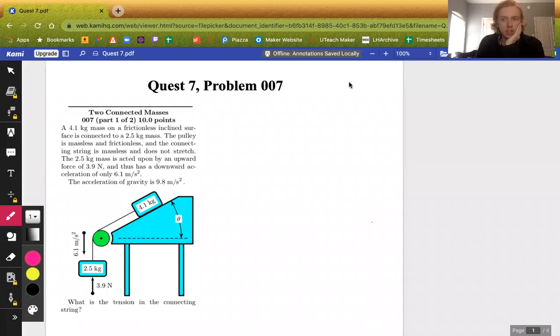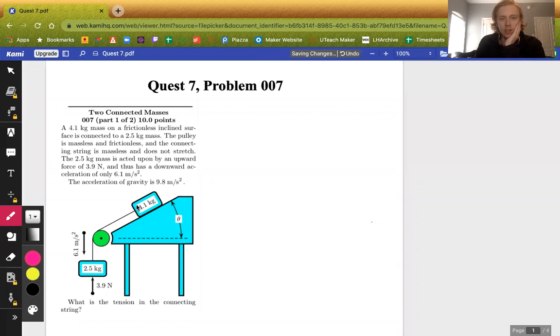Hey y'all. Today this is one of our problems for quest number 7. This is problem 7 on quest 7, and we're looking at this beast of a situation. We've got a lot of things going on: two blocks, an applied force, and an angle. So let's start to break this down.